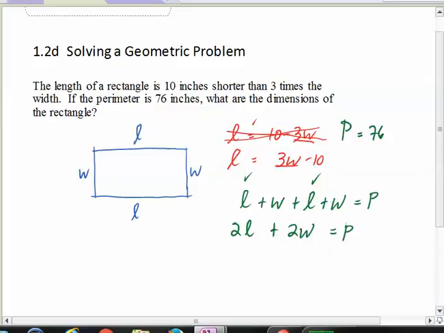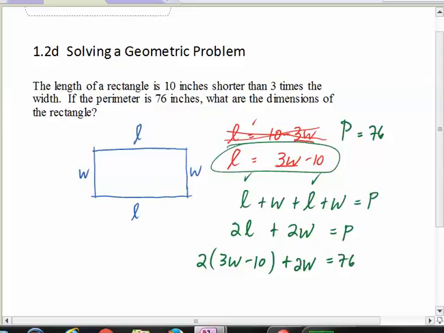All right, so let's do this. I have L, W, and P, but I already know that L is 3W minus 10. Well, wouldn't that help me? We'll see that it's absolutely mandatory. Wouldn't that help me if I could take out the L and put in what it's equal to? So I have 2 times (3W minus 10), plus 2W, and that's got to equal 76 inches.